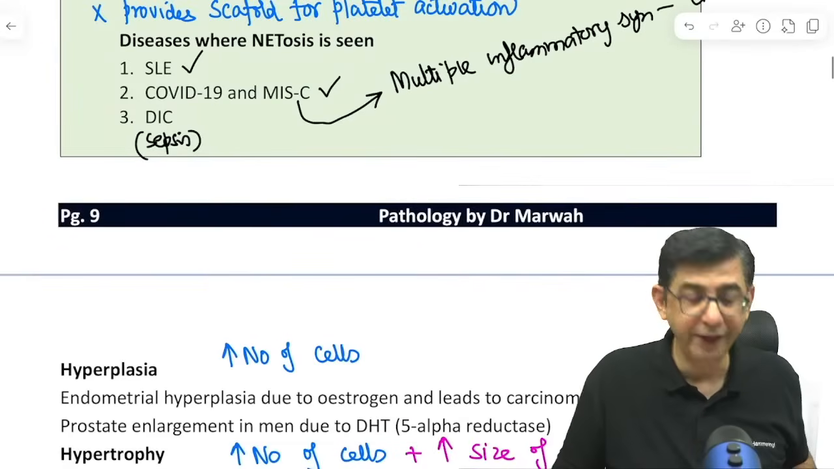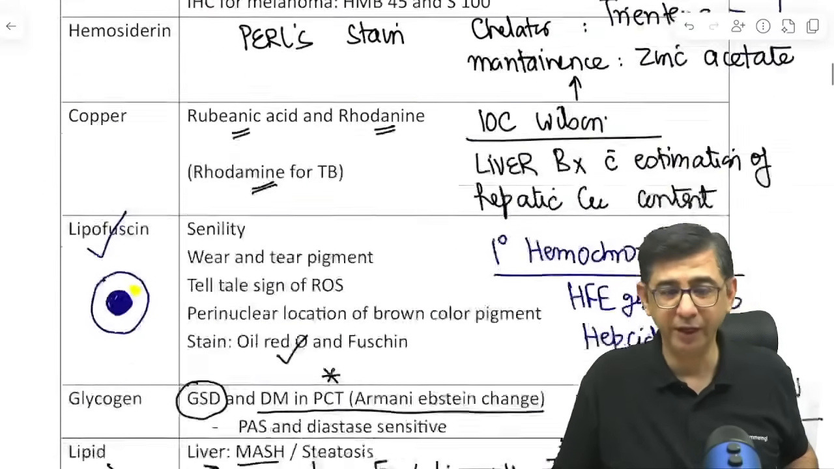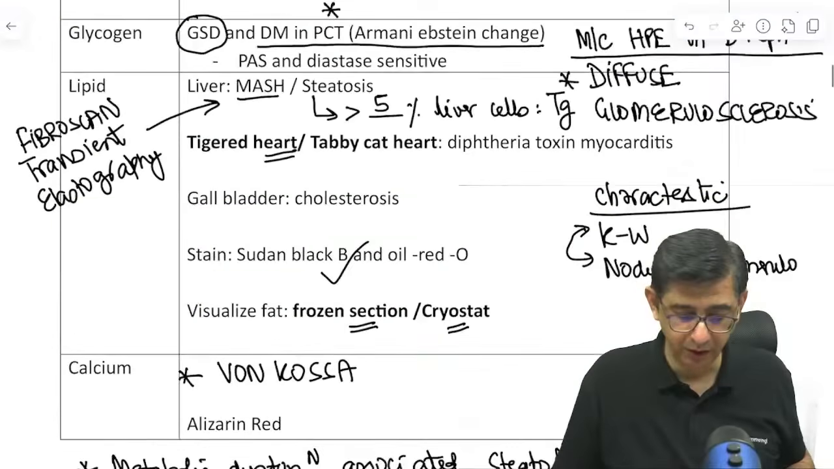Yeah, Dhanush, that 80% is beta cell destruction. That 80% is beta cell destruction that you are thinking of.